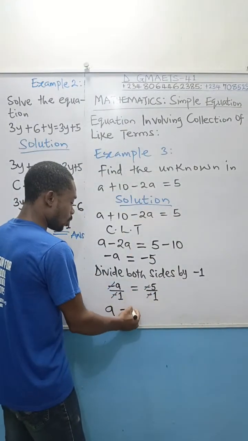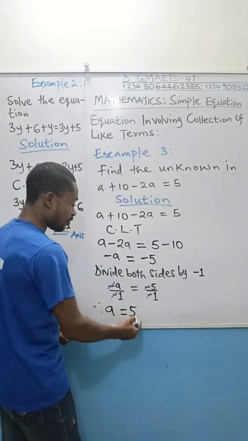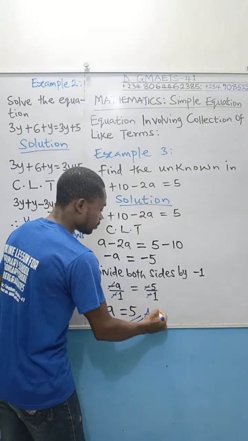5 divided by 1 will give you 5. Therefore, A is equal to 5. And this is the answer.